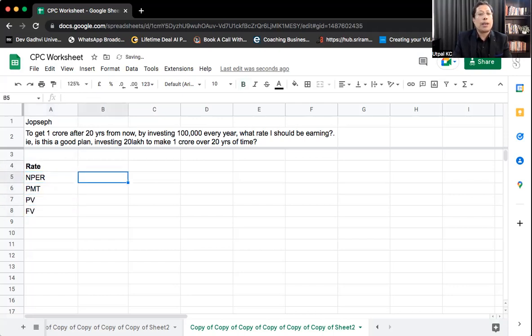NPER is yearly, 20 years. PMT is minus 1 lakh. PV is 0. Future value is 1 crore.